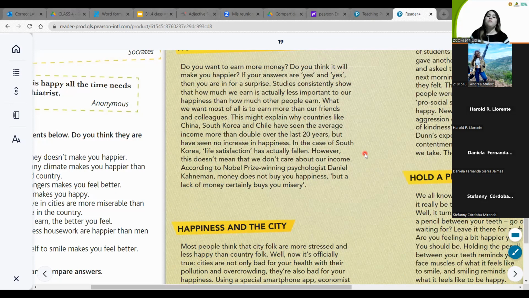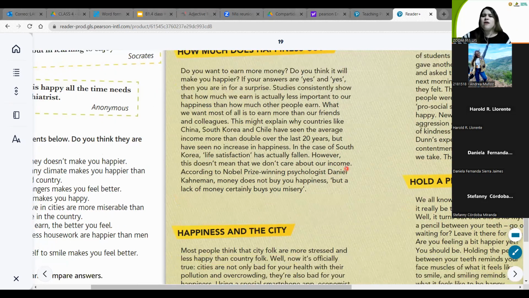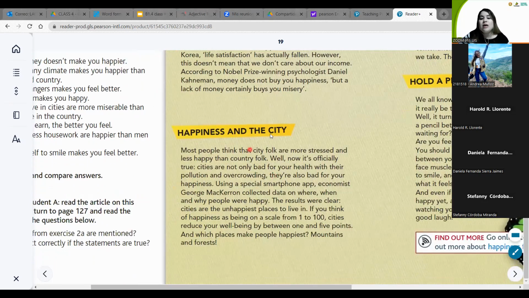Misery, yes. Pretty interesting. A lack of money. Teacher, what is lack? What is the meaning of lack? Like not having, falta de, lack. Okay, yes, thanks. You're welcome. Money does not buy you happiness, but a lack of money certainly buys you misery. Okay, pretty interesting, this first paragraph. The second one, happiness in the city. Can someone please read this second paragraph?